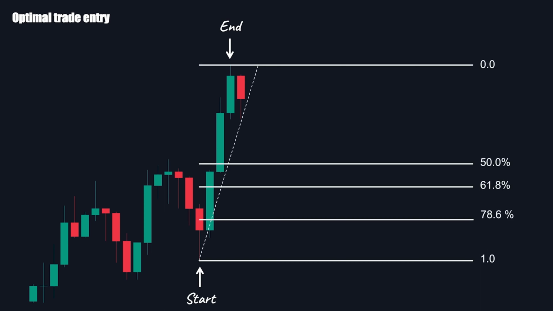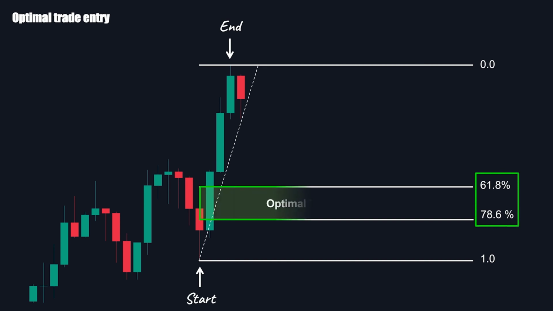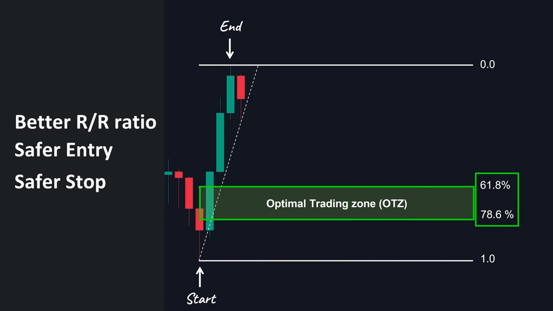We apply this tool from the start of the impulsive wave to the end to define the correction range. When we do this, several retracement levels appear, each acting as a potential support zone. However, two specific levels create ICT's optimal trading zone: the 61.8% and 78.6% retracement levels. These levels offer multiple advantages, including a better risk-to-reward ratio, safer entries, and more reliable stop-loss placements.